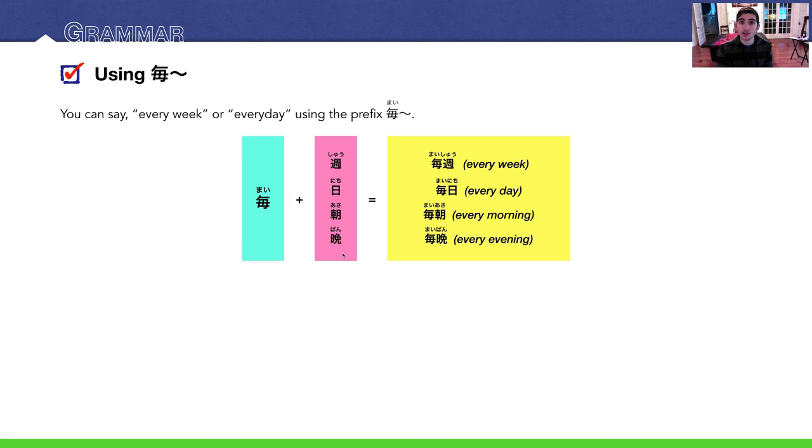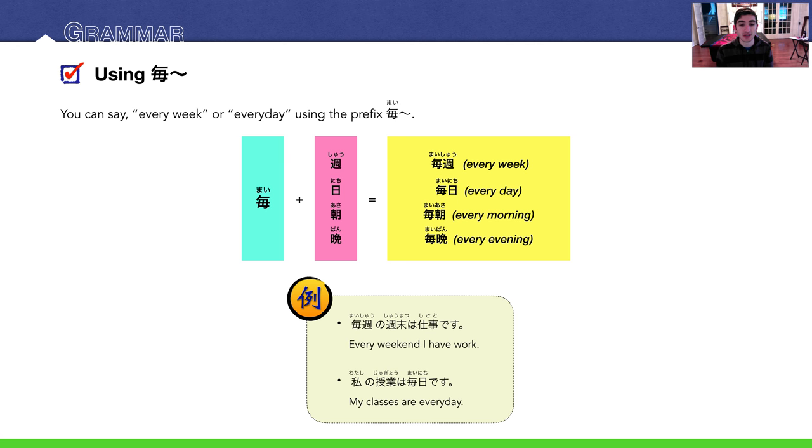Now, you did learn yoru. And I guess you can say mayo would be every night, but I don't think it's as common as maiban. Maiban is every evening, every night, basically. Maishu, every week. Mainichi, every day. Mayasa, every morning. Maiban, every evening. These words will become important in later lessons when you're giving your schedule or your daily routine, right? Every morning I brush my teeth, get up at 4 a.m., whatever, you know, stuff like that.